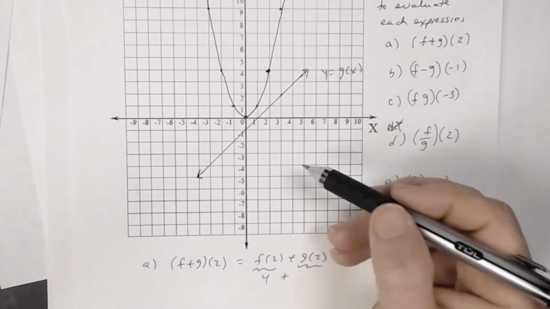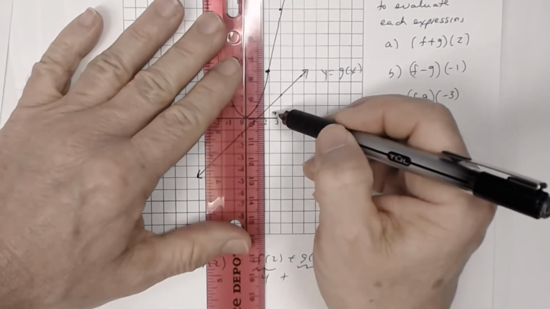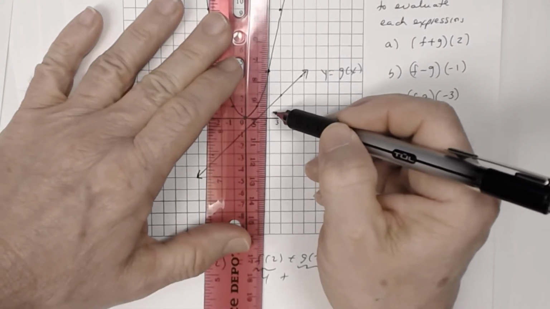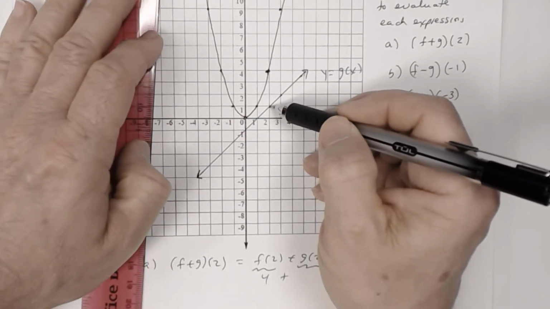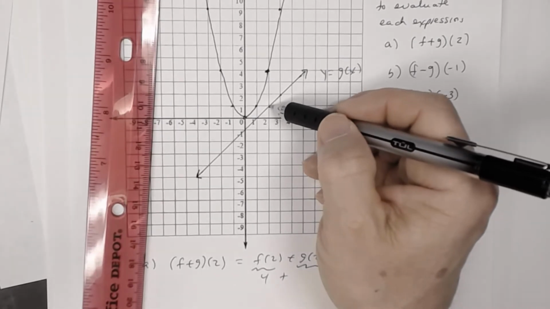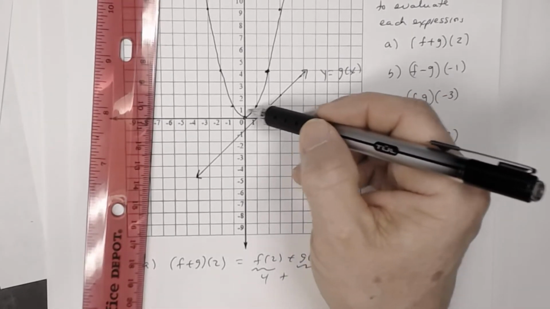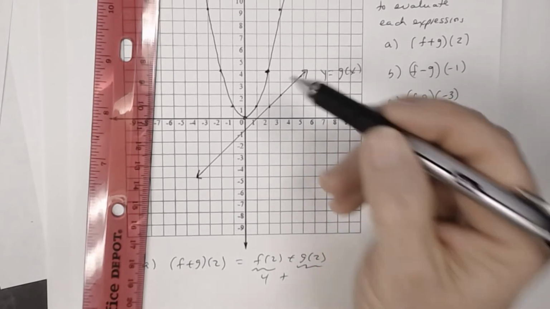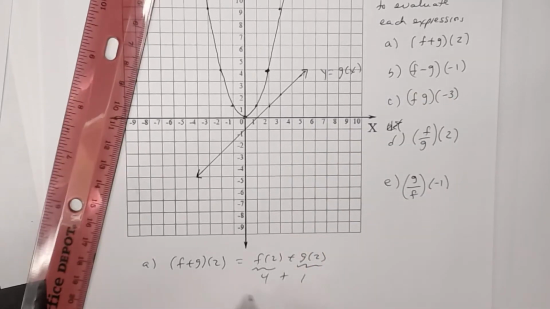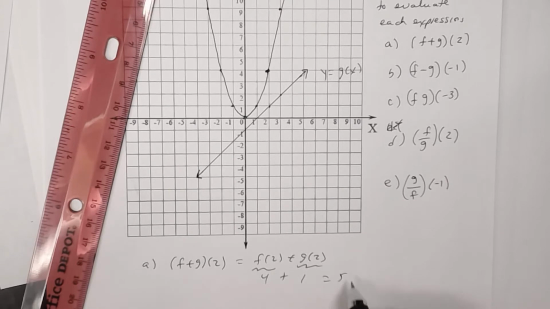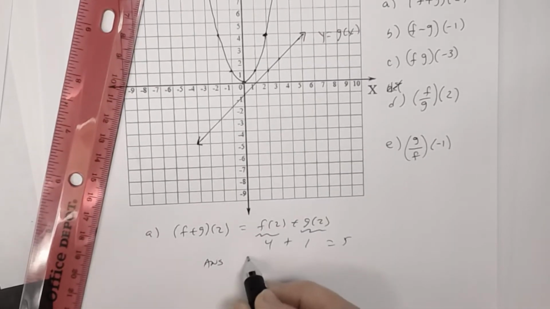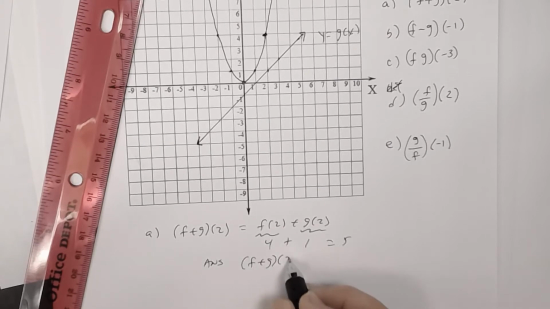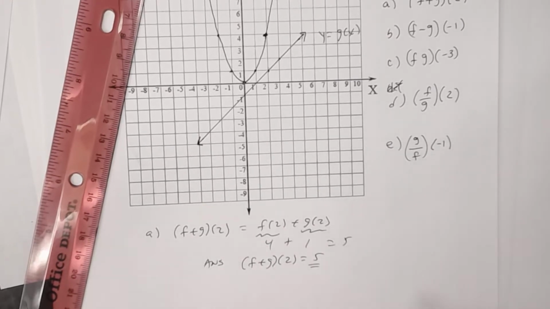So again, use your ruler if you need to. So here's where x is 2, right? So that's this point here, y'all agree? So g of 2 then is what y value? G of 2 is 1. Okay, so that's 1. So therefore 4 plus 1 is 5, right? So now we know the answer. The answer is f plus g at 2 is equal to 5.